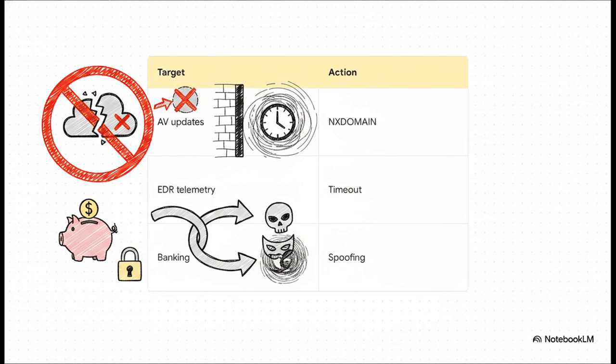Think about how targeted this is. Antivirus updates, the daemon hits them with an NX domain injection, basically telling your system, hey, that update server doesn't exist. Your EDR telemetry gets a timeout injection, causing the security agent to just hang and fail to report anything. Meanwhile, if you try to hit a banking portal, the A record is instantly spoofed to an attacker-controlled proxy.